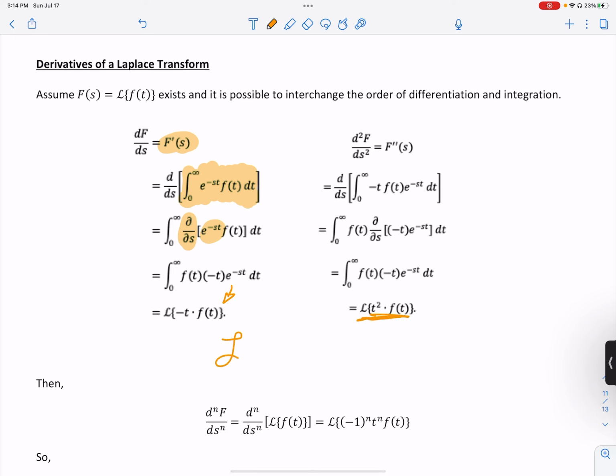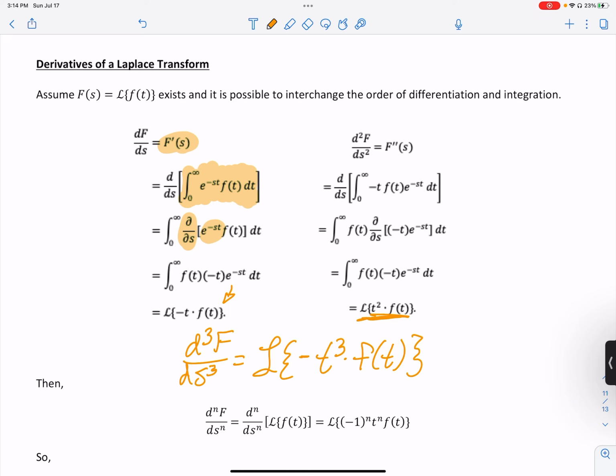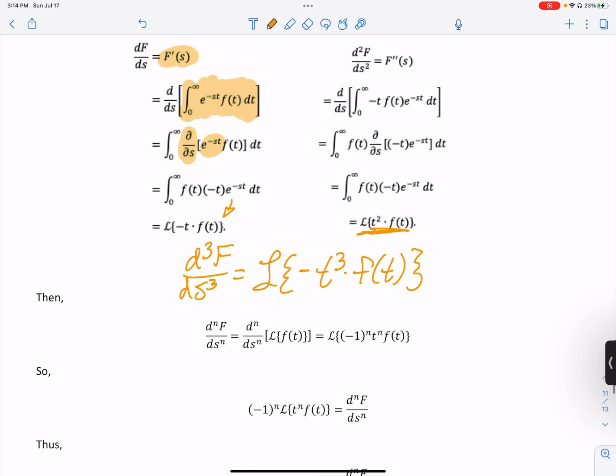If we were to continue, we could probably figure this out, d3 f of ds3. If I follow the same rule, okay, the first one had a negative, this one had a positive, so this probably has a negative t to the third times f of t. Not too bad, right? Same rule each time. Now, if I take that and I extend it towards n, some nth derivative, we get this.